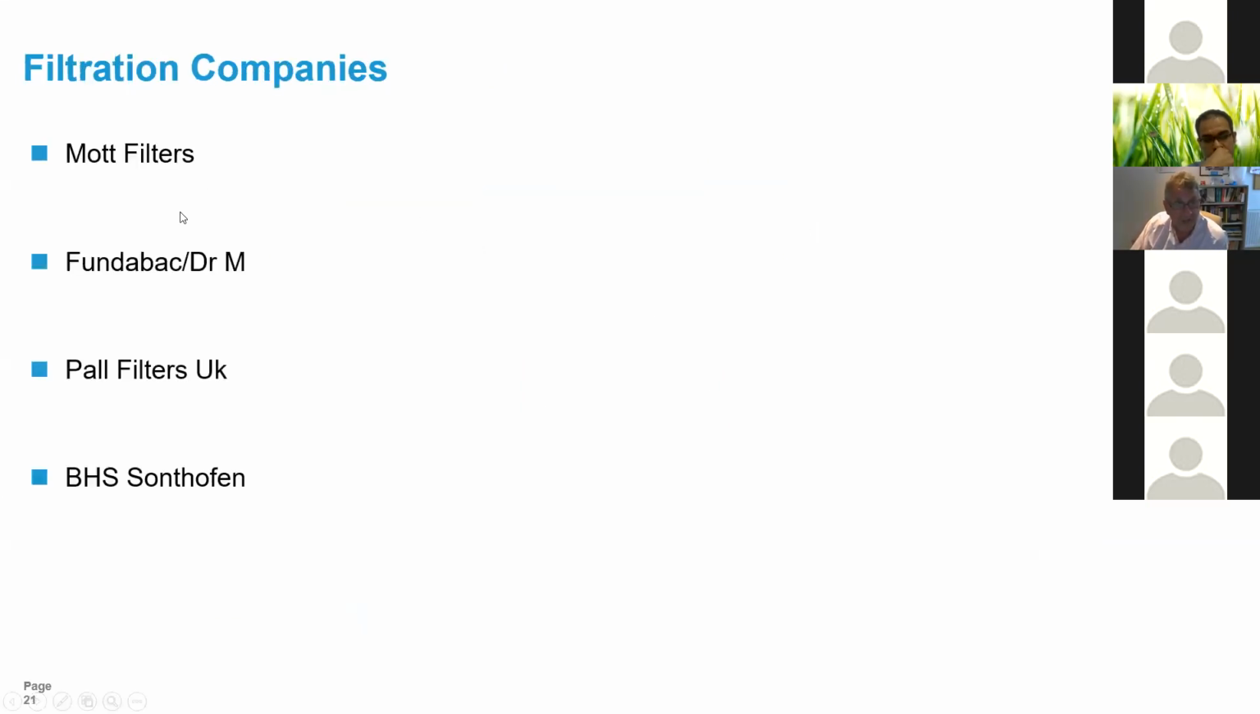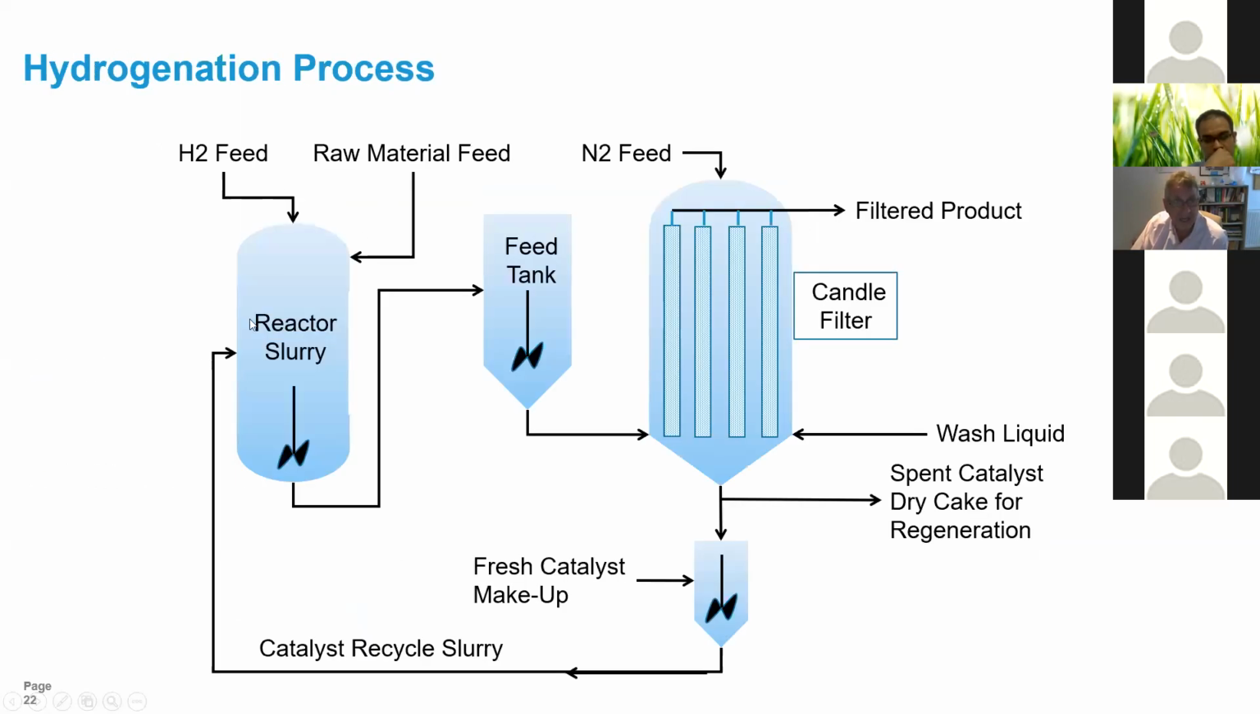Here's some of the filtration companies, no favorites here. I've just listed 4 of them, but there are many good filtration companies around these days. And here's how a hydrogenation process might work, where we have our reactor here. We take the feed tank after the reaction is finished and run the mixture through. In this case, it's a candle filter, and then you might recycle a catalyst if it's not a pharmaceutical process, with some fresh catalyst addition back for a second, third, fifth, 10th batch, and keep the catalyst recycling.